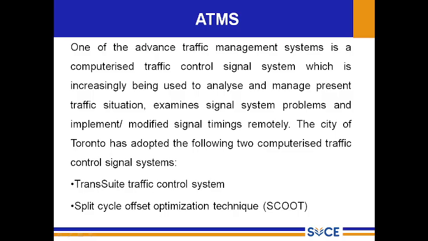One of the advanced traffic management systems is a computerized traffic control signal system, which is increasingly being used to analyze and manage the present traffic situation, examine signal system problems, and implement or modify signal timings remotely. What they are trying to say is that this is a more adaptive traffic control system. That means based on the traffic demand or queue length, the green time of a particular arm of a junction is increased or decreased. So it is more dynamic.